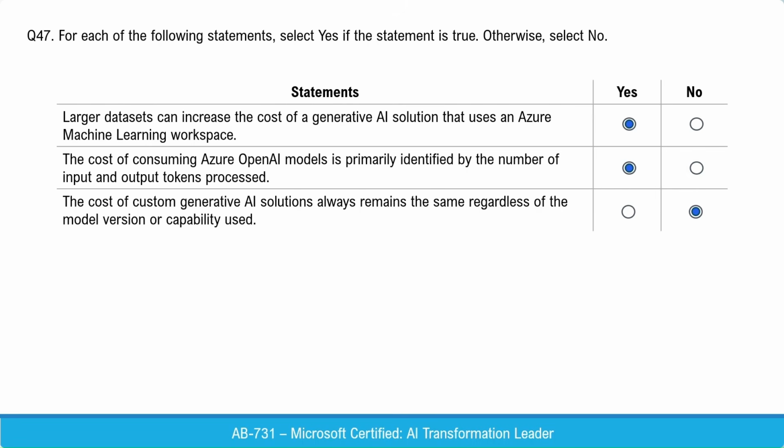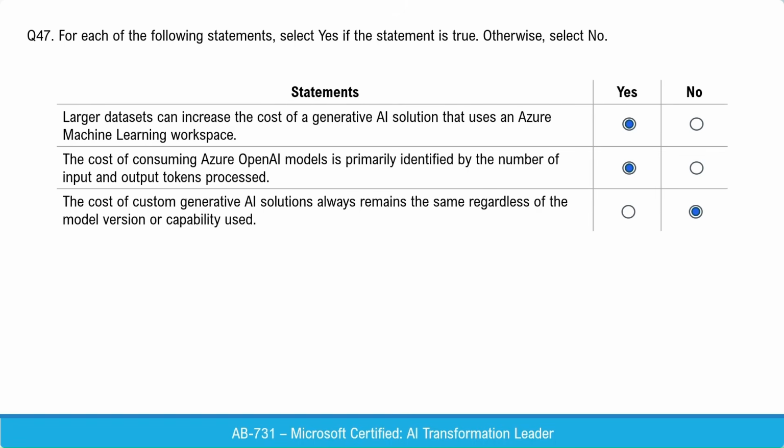Let's understand why. Statement 1 says larger data sets can increase the cost of a Gen AI solution that uses an Azure Machine Learning workspace. This is absolutely correct. Larger data sets increase the cost of a Gen AI solution. This is because more data requires more storage, more processing, and more compute power during training and inference. In Azure Machine Learning, this directly translates to higher cost as resource usage increases.